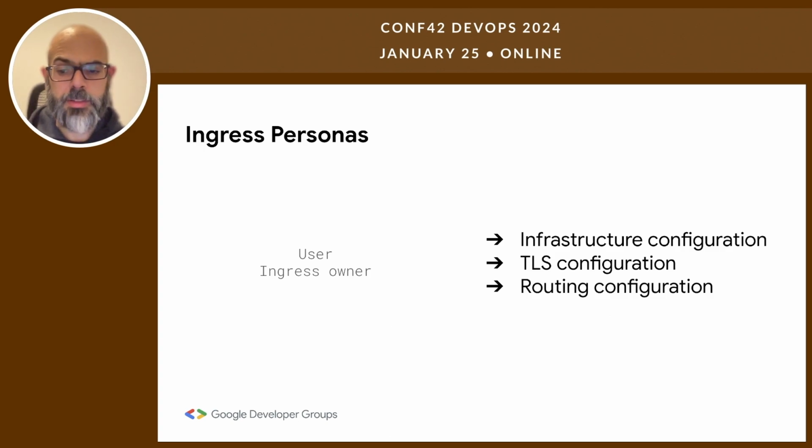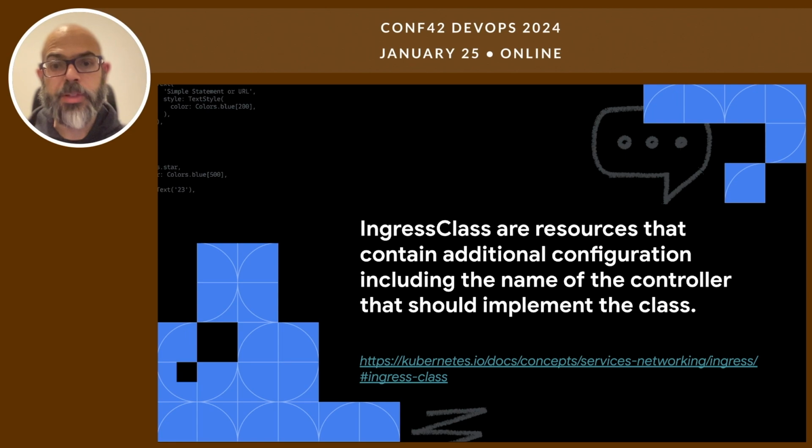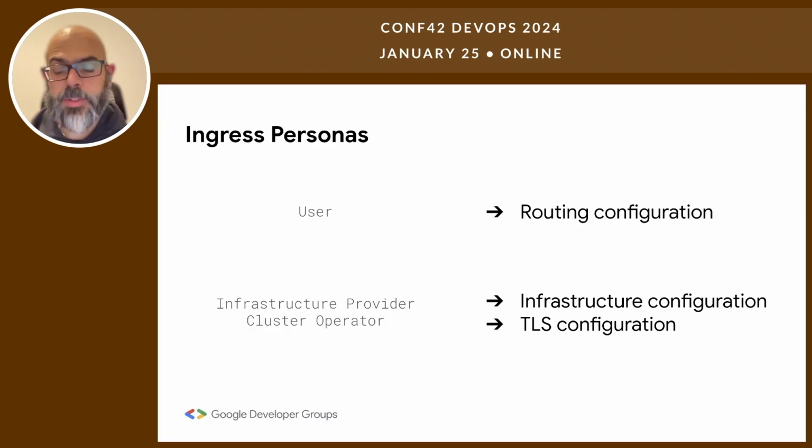Going through the years, a persona was added, because the ingress class resource was added. Ingress classes are resources that contain additional configuration, including the name of the controller that should implement the class. That's what the documentation says. What does it mean? First of all, we have, as I said, other personas. The user, who was the original owner of the ingress resource, still has the responsibility of working on the routing configuration. The new personas, infrastructure provider and cluster operator, have the responsibility of working on the infrastructure configuration and on the TLS configuration.